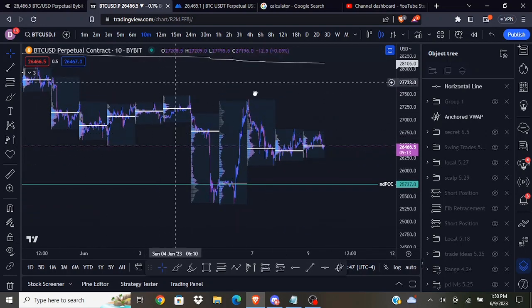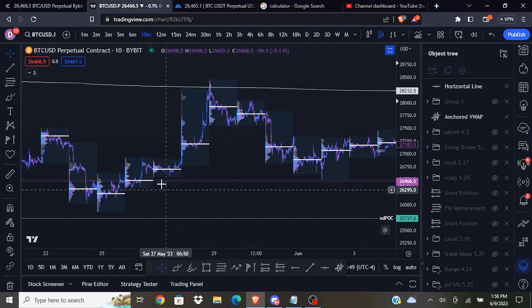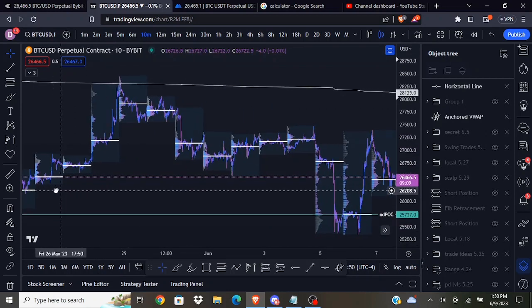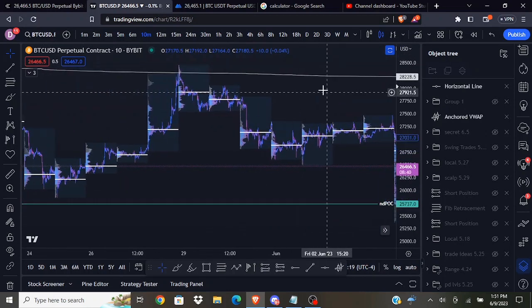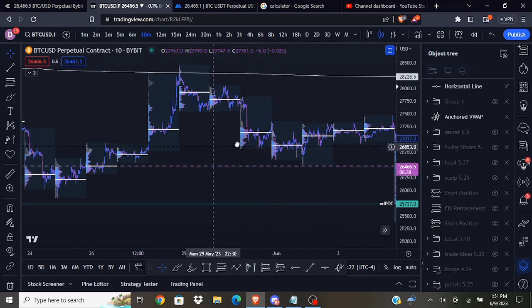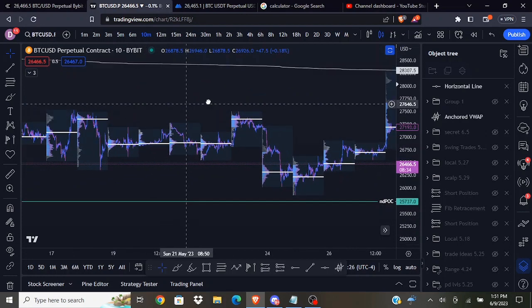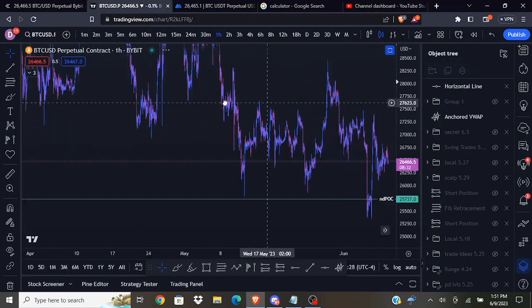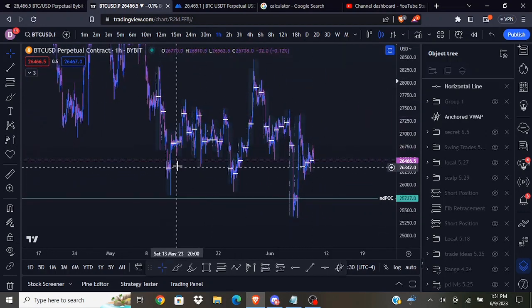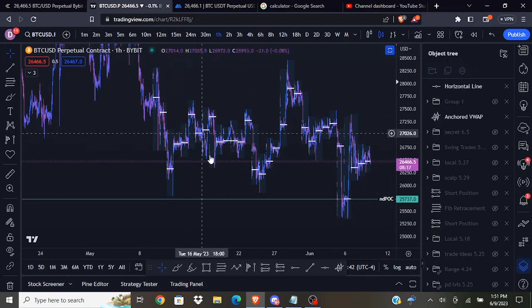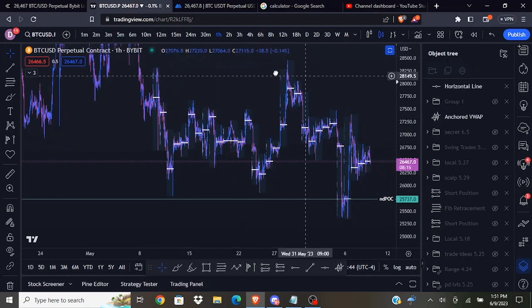So looking locally, it doesn't seem like there is any more. This one's been tapped. So you can see there aren't very many ndPOCs that I could mark out right now, at least not locally. And that is basically just because price has been moving sideways a lot. And this doesn't give a lot of opportunity to print ndPOCs.